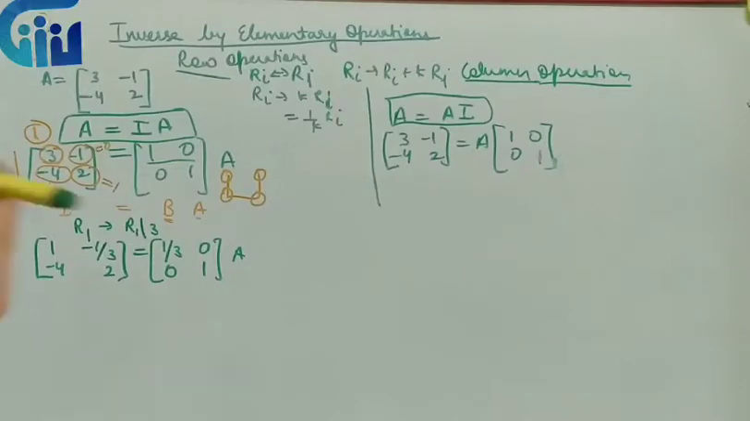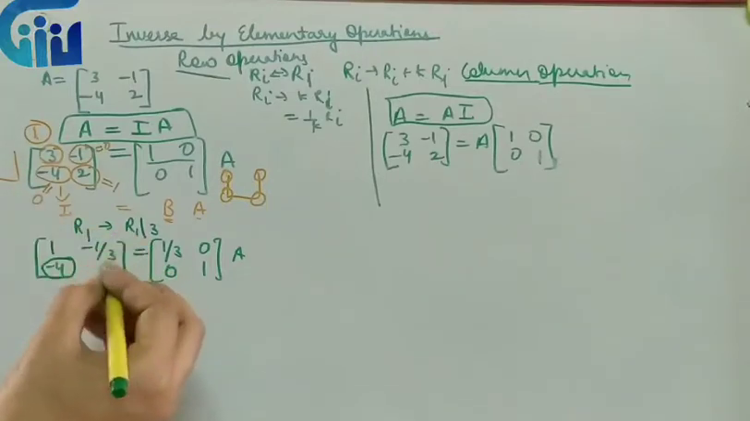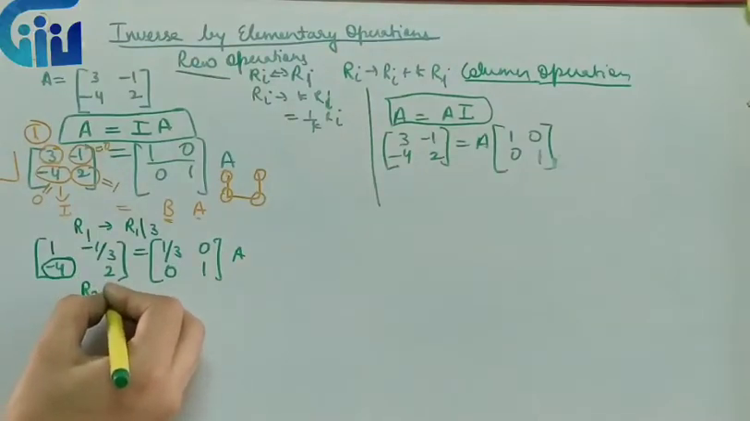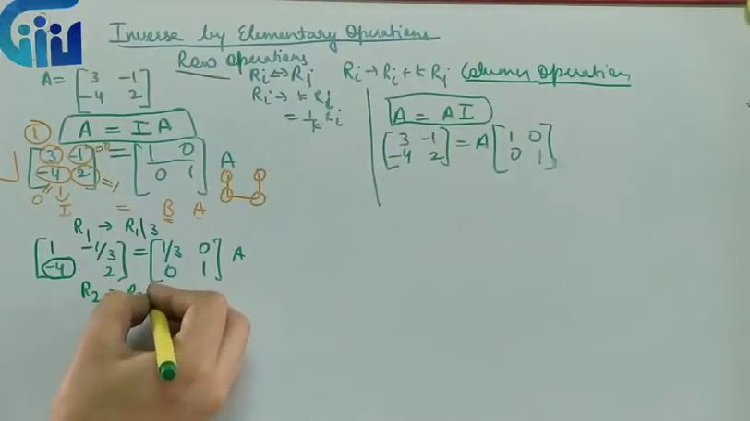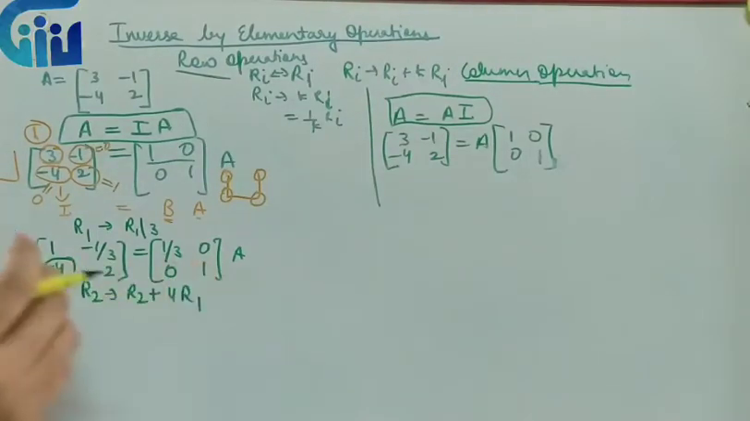Now to make this element 0, multiplication by 0 is not allowed. Only these 3 operations we have to use. So how can I make this 0? Minus 4 will be 0 if I add plus 4 to it. I cannot individually add plus 4. So what I will do is I will write it as R2 such that R2 plus 4 times R1. For this particular thing, I will multiply this by 4. So it will become 4 and add to it. So this will be 0.